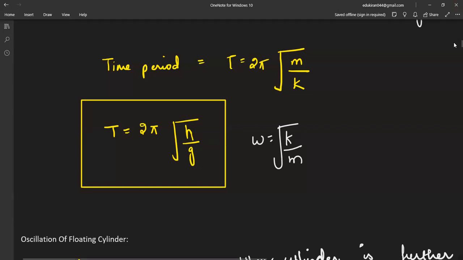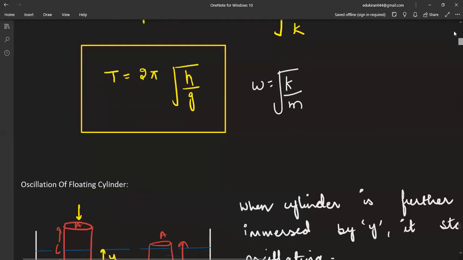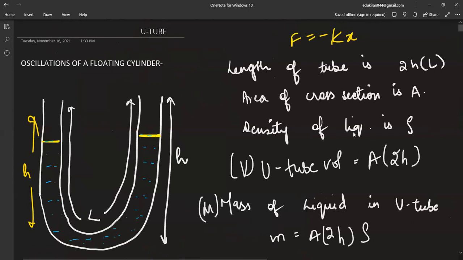One more thing we have, floating of a cylinder. Do one thing, write it down, then we'll discuss the floating of cylinder. All these are just derivations. You have to get the equation back. Floating of cylinder is shorter than this. Quickly write this down.